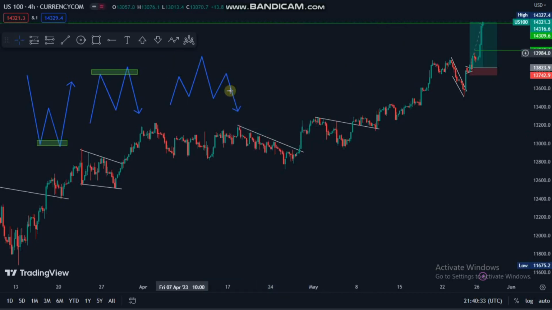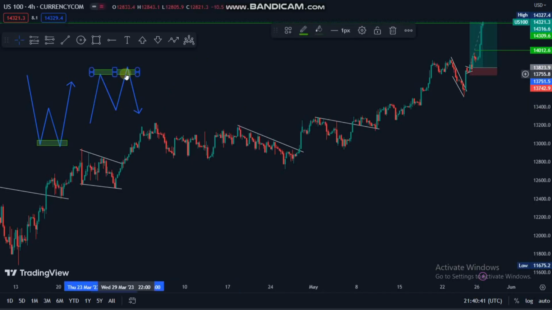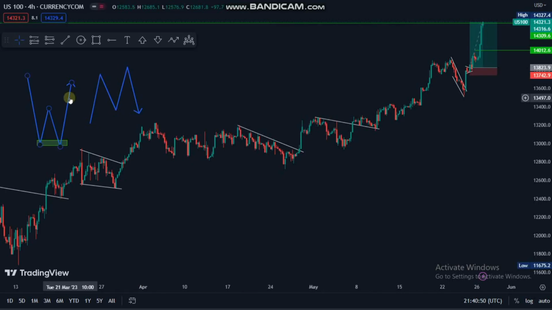And then same goes with the inverse head and shoulder pattern, right? So I'll just remove this and show you guys the practical example in the real charts and show you guys how I approach these entries, right?